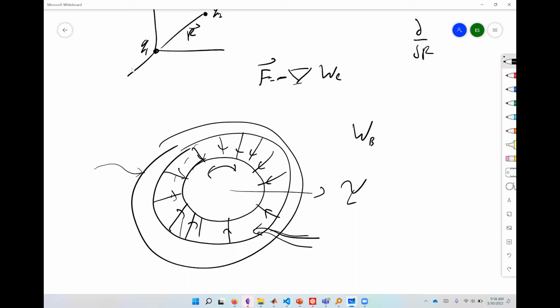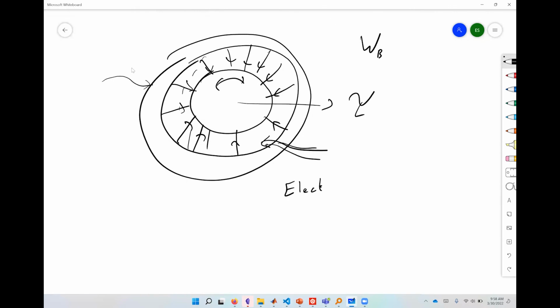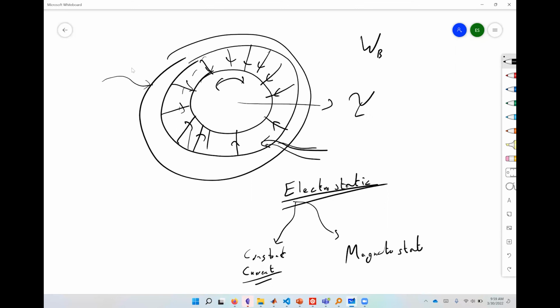All right. So with this, we conclude electrostatics. Next we will start with magnetostatics. We want to deal first with constant currents, and then we will build up magnetostatic theory similar to what we did with electrostatics. All right, everyone. Thank you.